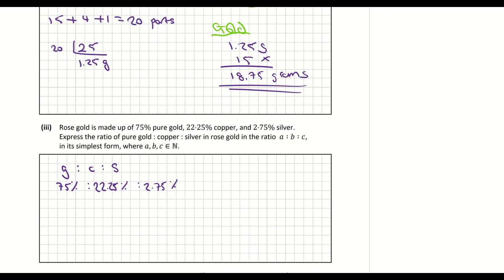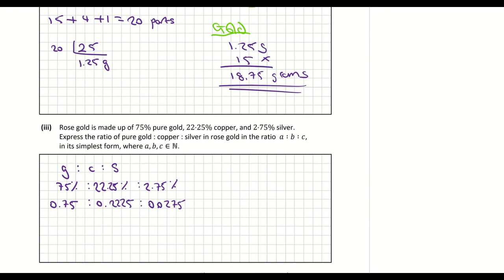Let's turn them into decimals maybe first of all. So that's dividing by 100. So 0.75 is to 0.2225 is to 0.0275. Now, again, these have to be whole numbers. So what I'm going to do here is, well, actually, you can see it here. Hopefully you can see that these are split into quarters. So 0.25, 0.75. So what we could do there is basically multiply across by 4 to turn those quarters into whole numbers.